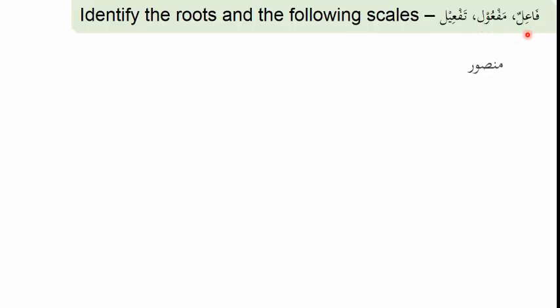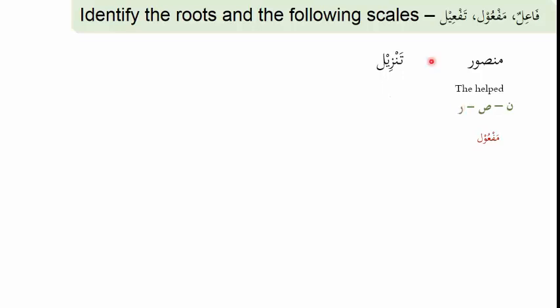Let's go. Mansurun. What is the meaning of Mansur? It is the one who is helped. Okay? So this is Ismul Maf'ul. We did this just now. Mansur. Right? So what is the root? Nasara. What is the scale? Maf'ulun. Very simple, inshallah.